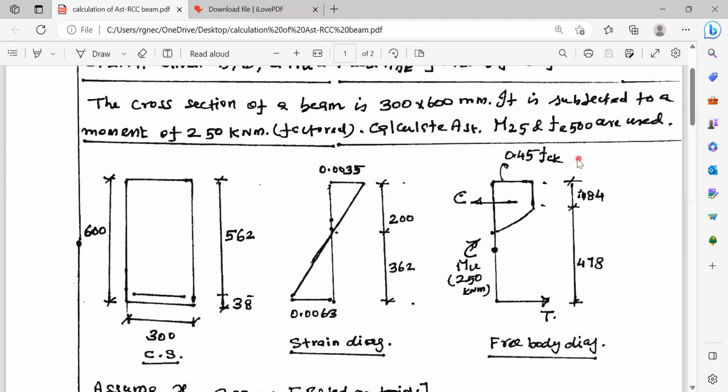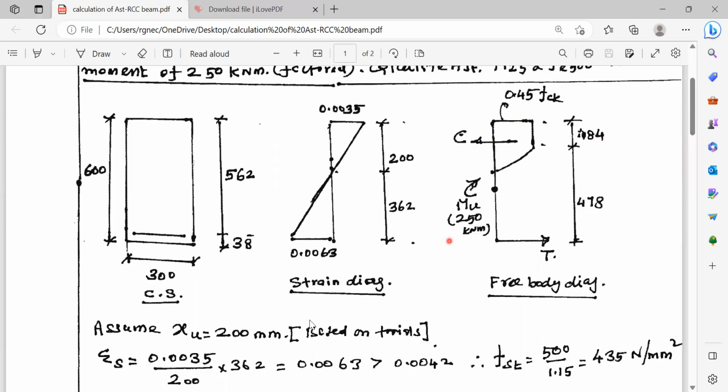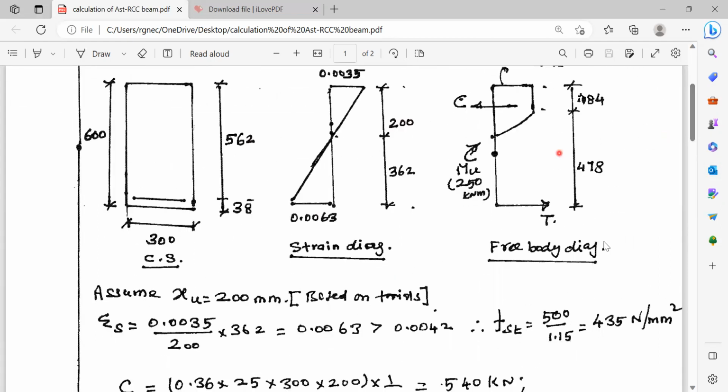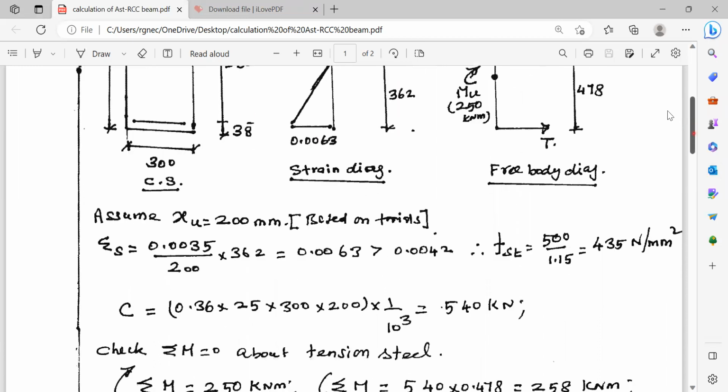It is 0.45 fck, and the compression force comes to 0.36 times fck into b into xu. This is a rectangular cum parabolic stress block. Therefore, the average value will be 0.36 fck into b into xu. For getting the value in kilonewton, divide this by 10 power 3. It is 540 kilonewton.